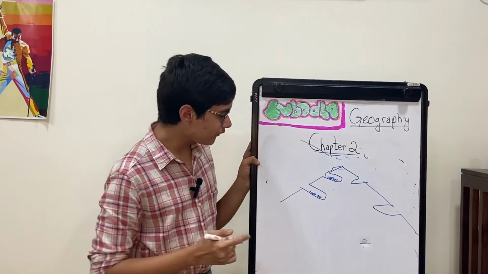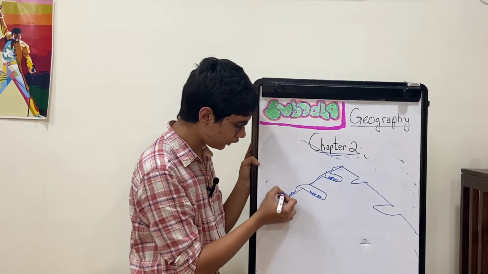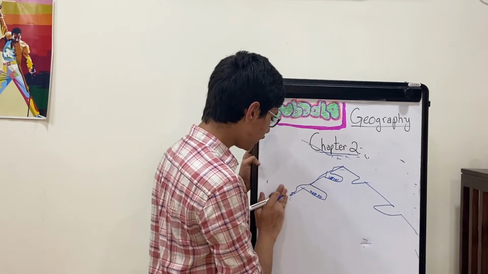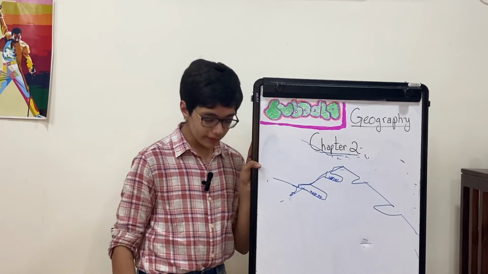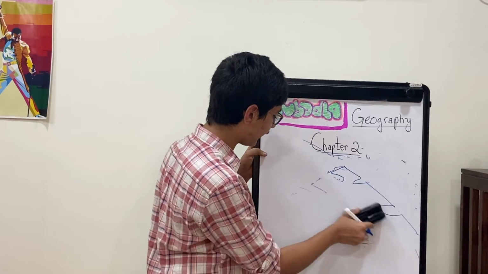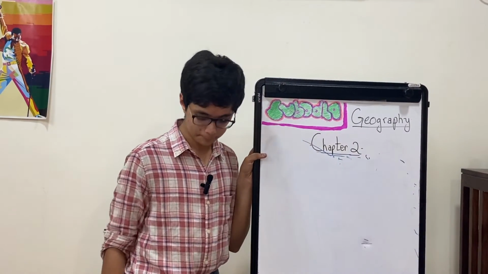And hence, we can save a lot of soil, because if the water doesn't go downstream, it does not take a lot of soil with it downstream. It is being stopped here directly. And hence, we can conserve a lot of soil that way. And we can also perform farming in hilly areas.